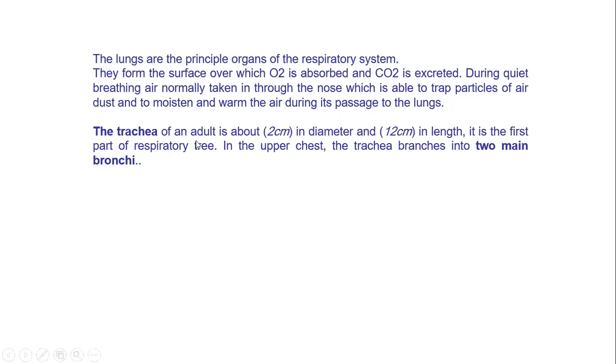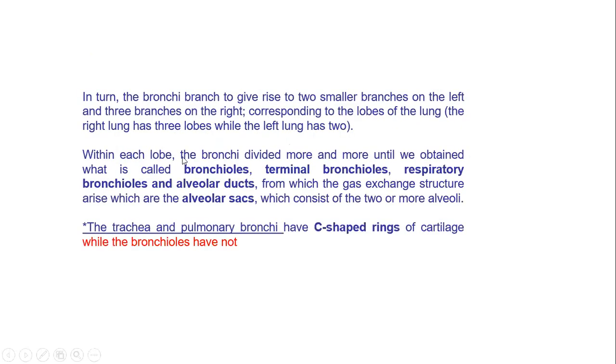The trachea of an adult is about 2 cm in diameter and 12 cm in length. It is the first part of the respiratory tree. In the upper chest, the trachea branches into two main bronchi. In turn, the bronchi branch to give rise to smaller branches, 2 on the left and 3 on the right, corresponding to the lobes of the lung. The right lung has 3 lobes, while the left lung has 2 because of the heart position.